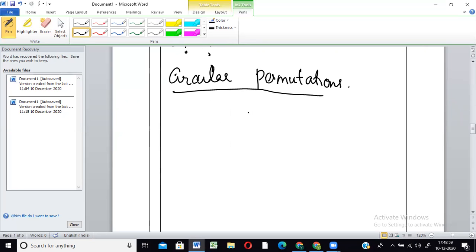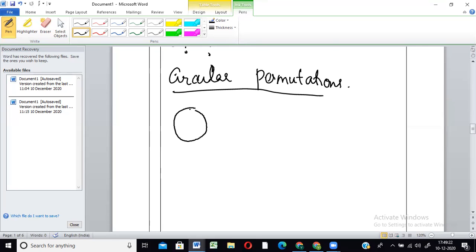For example, if there are three people, Ramesh, Suresh, and Dinesh, and they have to be seated at a round table for a dinner, how many different ways can they be seated? That is an example of circular permutation. So I'll explain that, and we will see how they are to be seated.